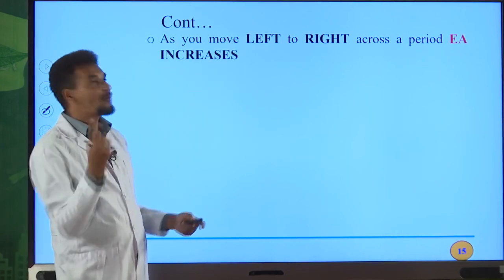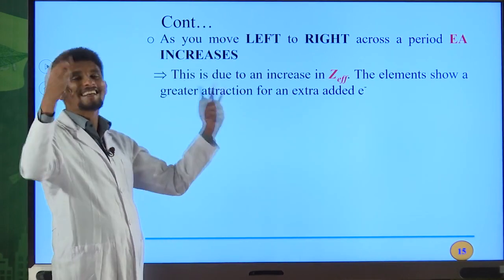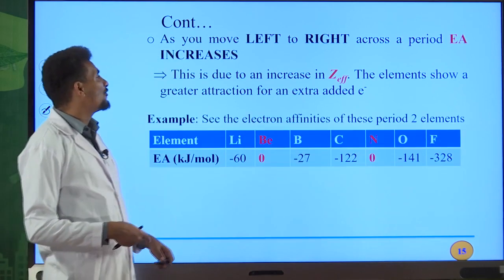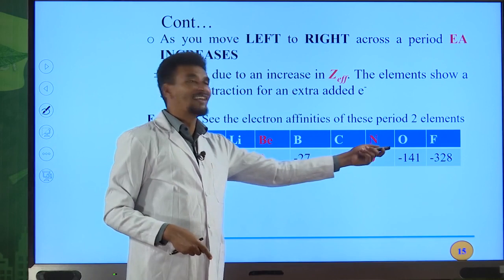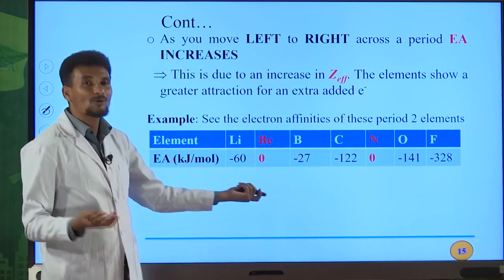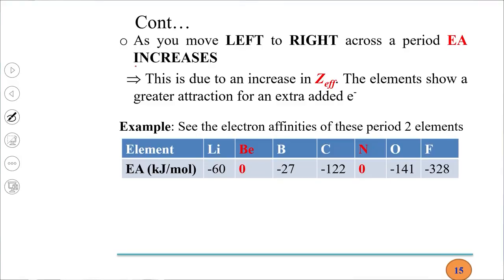But as you move from left to right across the period, electron affinity increases. This is due to an increase in the effective nuclear charge. The elements show greater attraction for an extra added electron. For example, from left to right across the period, electron affinity increases. But here nitrogen has zero electron affinity. Beryllium also has zero affinity. Why? Because this one has a stable electron configuration. Nitrogen, this one is half filled. I already told you about this one. So it does not require an extra electron.